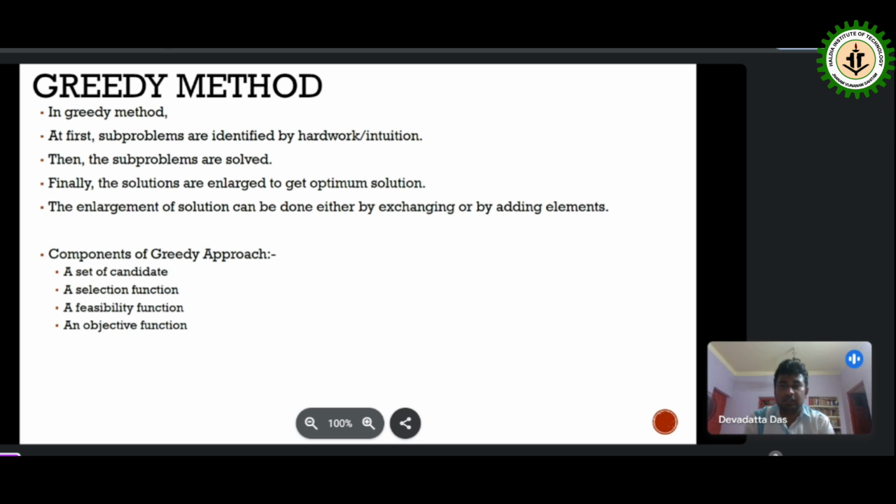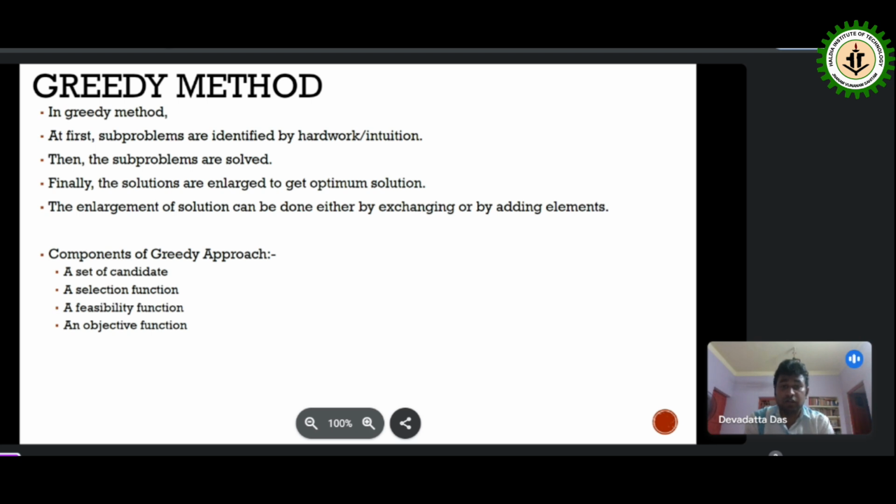Today we discuss the greedy method. So what is the greedy method? In the greedy method, the main problem is divided into many subproblems. Then the subproblems are solved, and after solving the subproblems, we have to find the optimum solution.